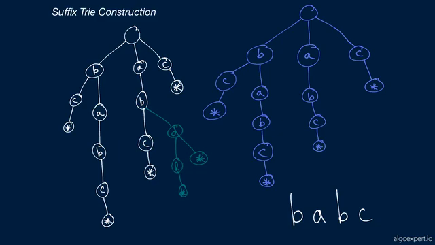So now let's cover searching, and then we'll get into space complexity analysis and time complexity analysis. So how do we search for a string in the suffix tree?